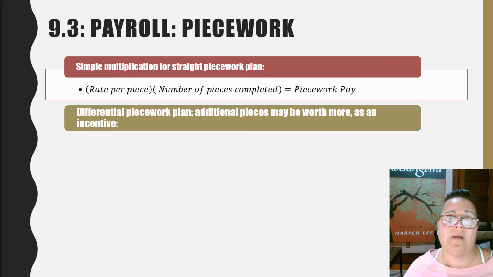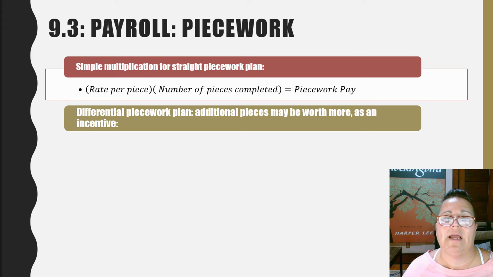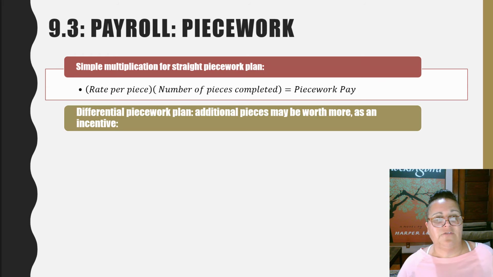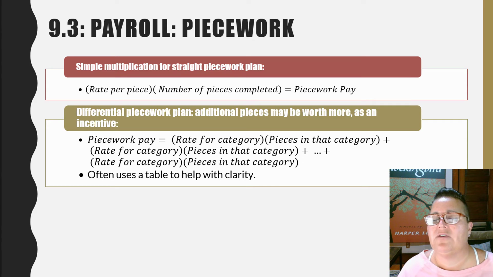Straight multiplication. There's also something called differential piecework, and this is when additional pieces are worth more as an incentive. So if you complete 200, there may be 5 cents a piece. But if you complete something over 200, maybe it's 7 cents a piece. And what's difficult about that is you have to figure out the amount for each category. It's not just, okay, they're going to give me 7 cents for each piece over 200. So if I've done 300 pieces, it's 300 times 7 cents.